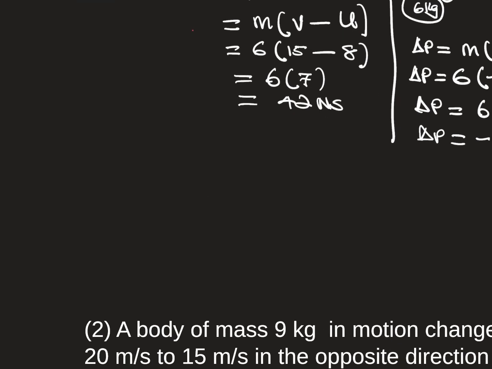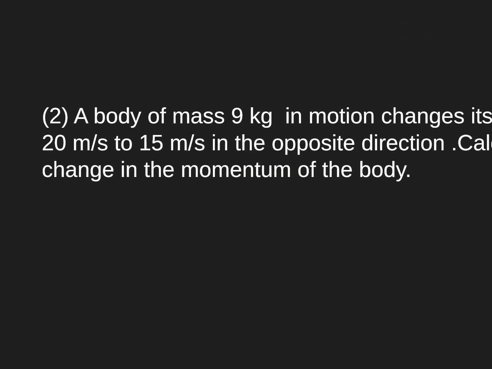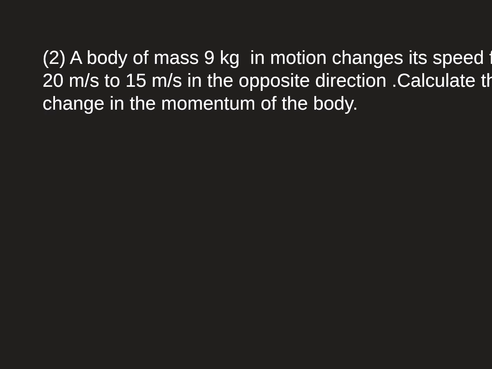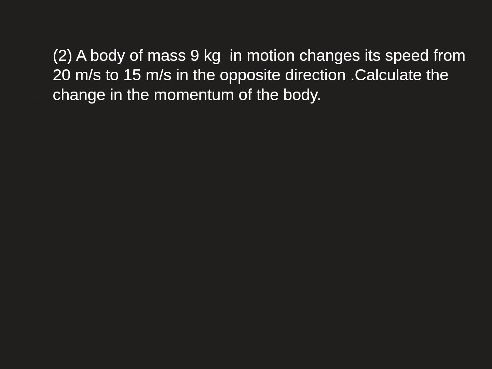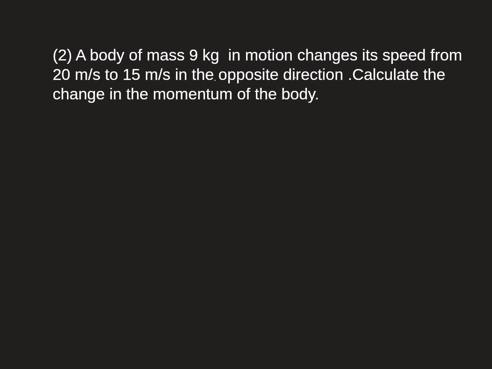Okay, so moving on, we have another problem here, and it reads: a body of mass 9 kg in motion changes its speed from 20 meters per second to 15 meters per second in the opposite direction. Calculate the change in momentum of the body.